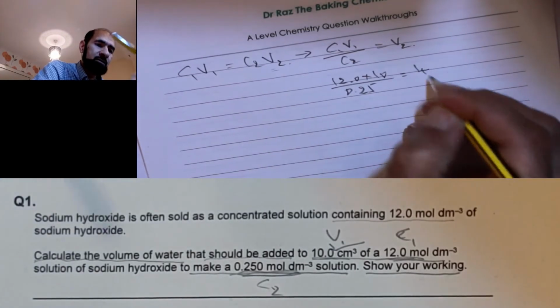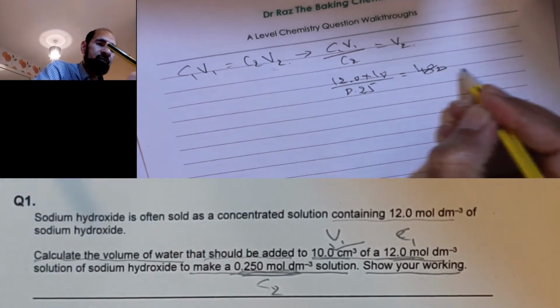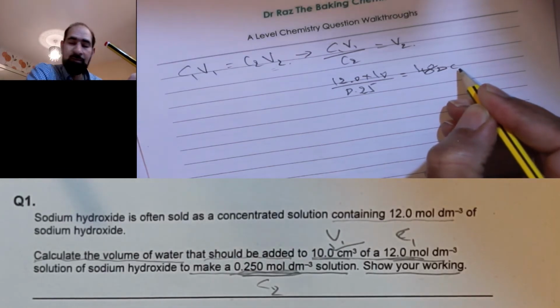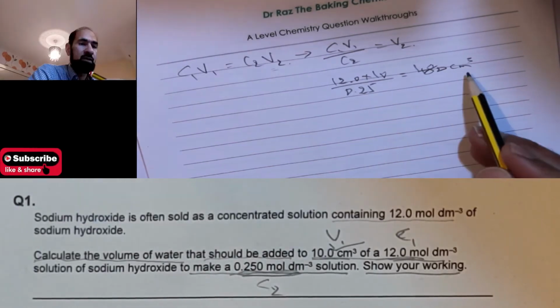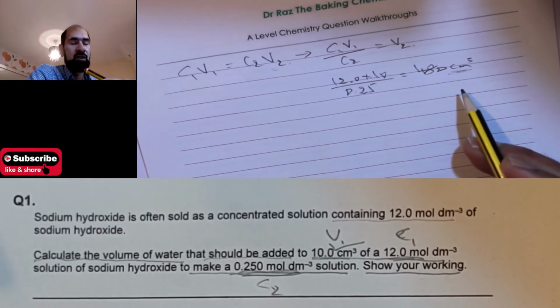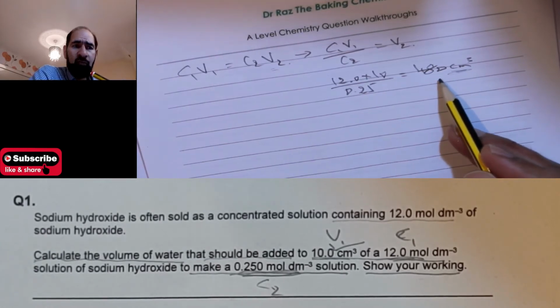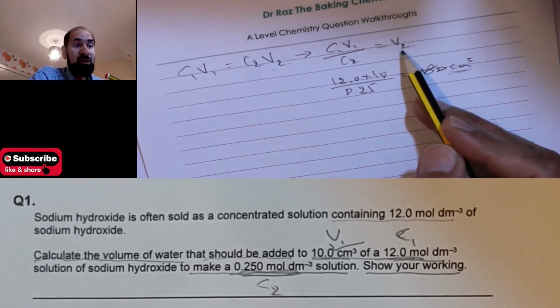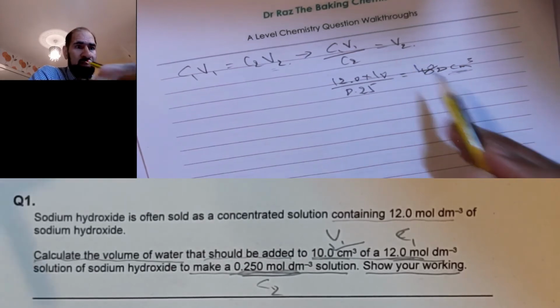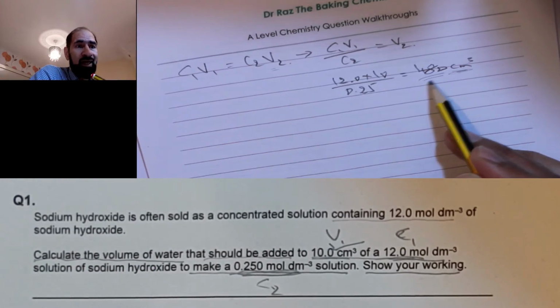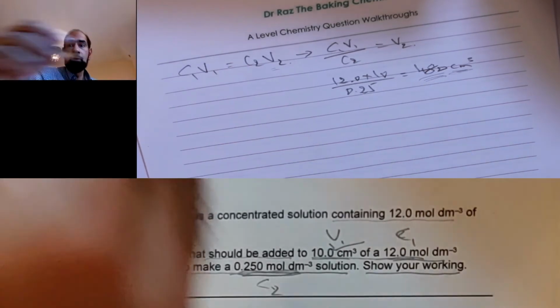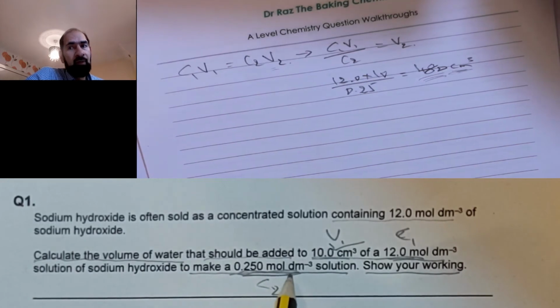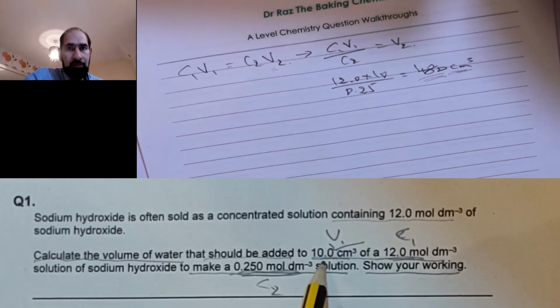So this is 480 what? Centimeters cubed, okay? I'll say something about the units later on as well. So that's 480 centimeters cubed. But remember I said I'll say something about V2. V2 is the final volume. So the final volume is 480 centimeters cubed if you want 0.25 molar sodium hydroxide. They're already starting with 10 centimeters cubed, so what you then have to add is just 470.